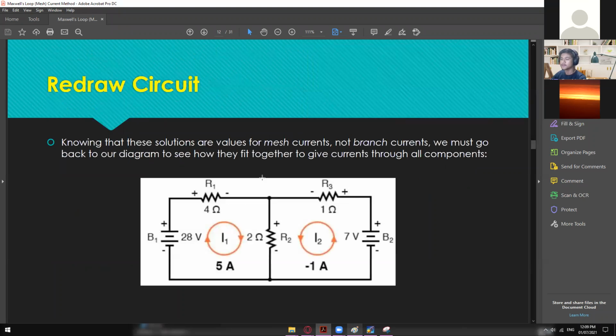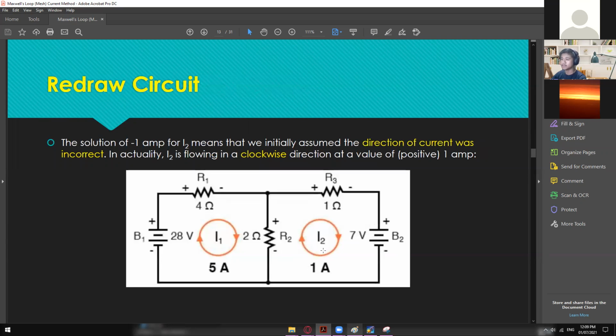And then in here, you can now write or redraw the circuit. So we have here 5 ampere and then negative 1 ampere. As you can see, we have a negative value, meaning our assumption of the flow of current right here is actually incorrect. So the correct one was actually clockwise. And then we now have a 1 ampere right here.